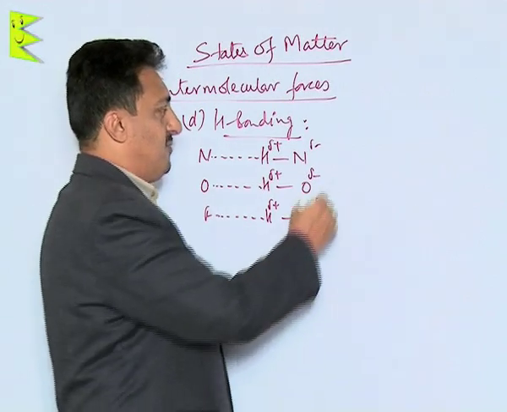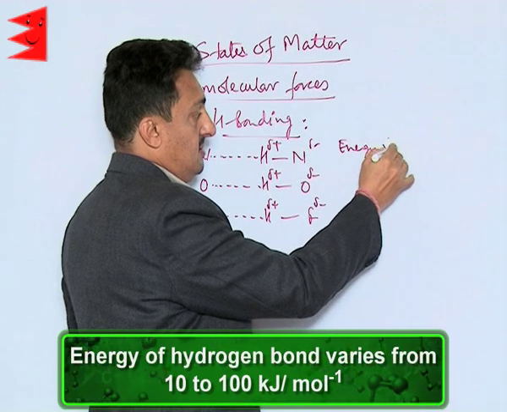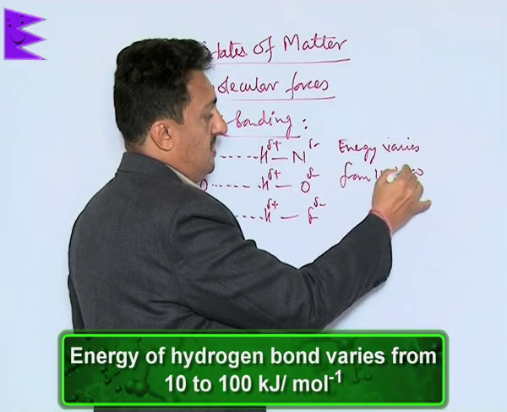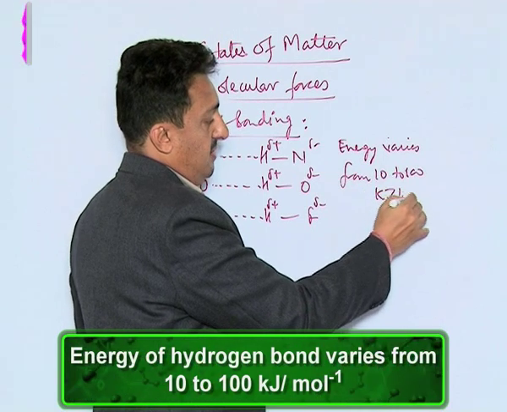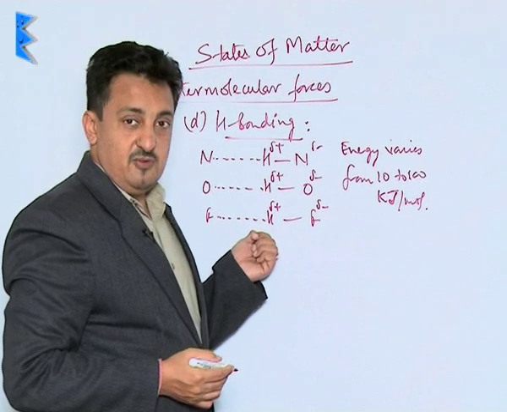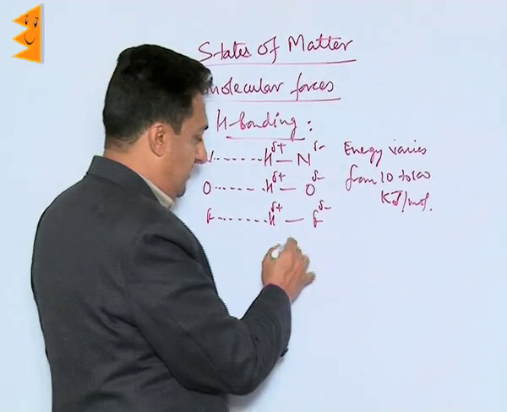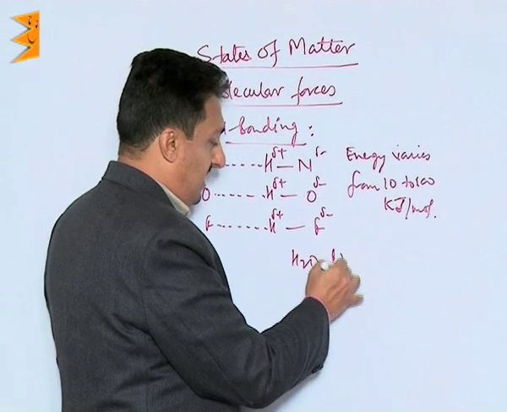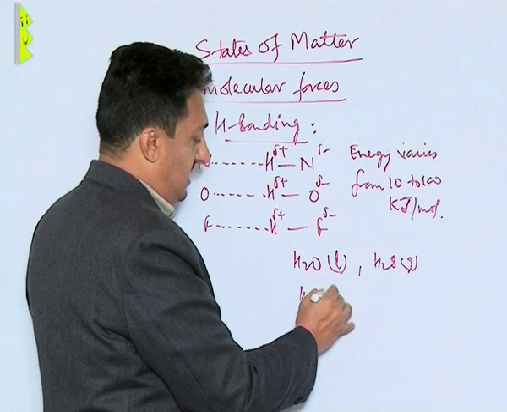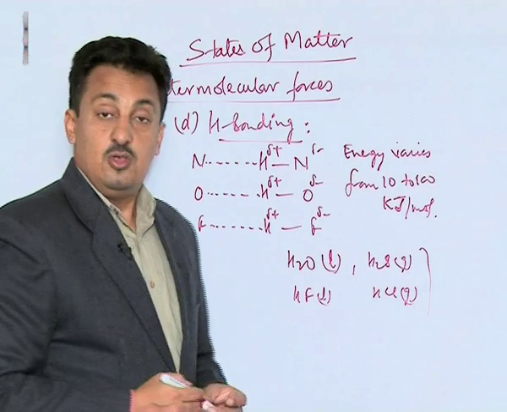These are very strong forces and their energy varies from 10 to 100 kilojoules per mole. So that's the magnitude these forces are having, and they are the ones which make substances change into a liquid state. Like we have already done, water is a liquid whereas H2S is a gas. We know HF is a liquid whereas HCl is a gas. So all these sort of examples we already know about this.